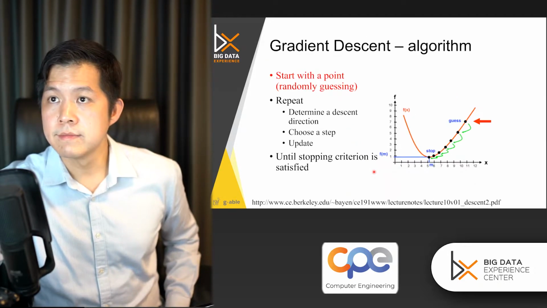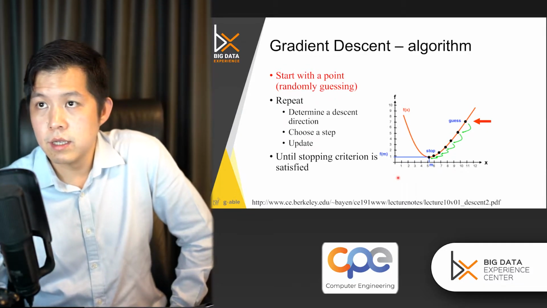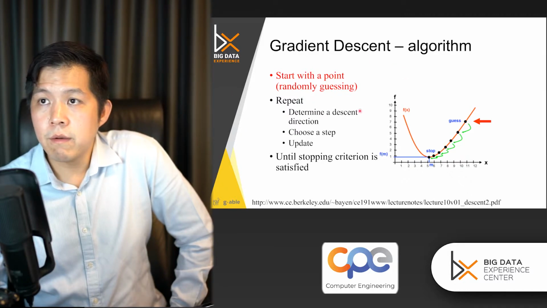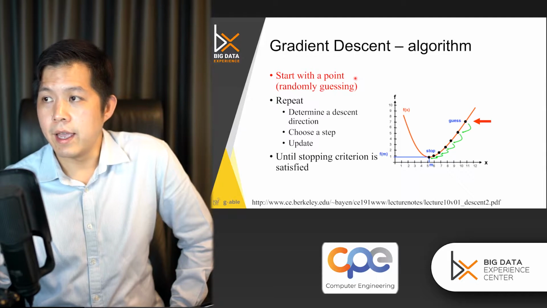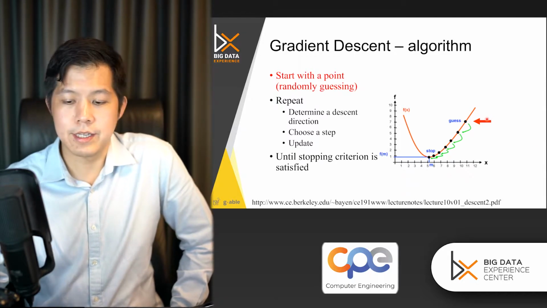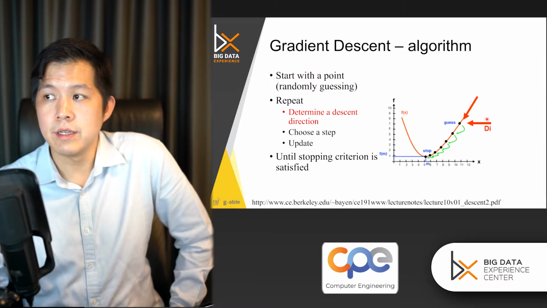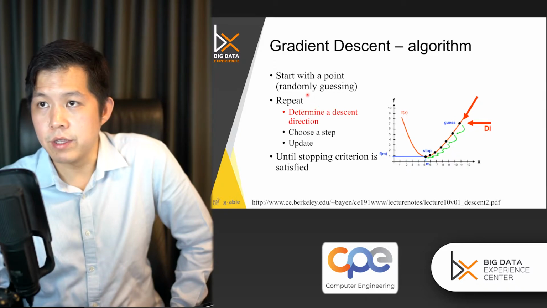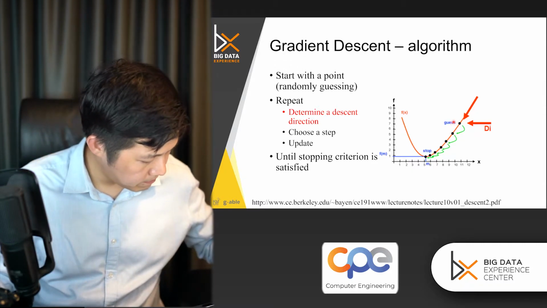Right. Okay, so here is how the algorithm works. Starting from randomly guessing a point, this point, the algorithm will repeat this step. Determine the descent direction. After we randomly guess the point, we can estimate the gradient, which goes up, right? The gradient of this point would go up.